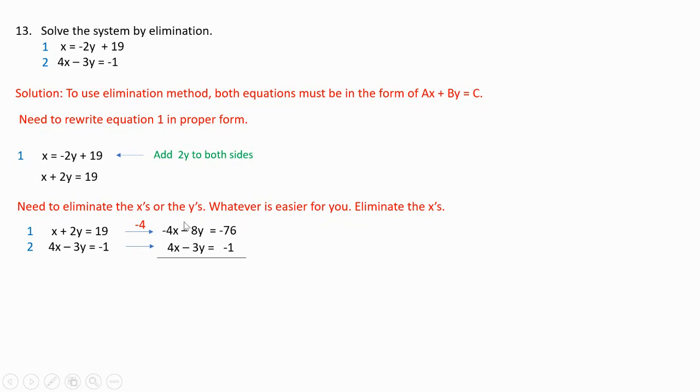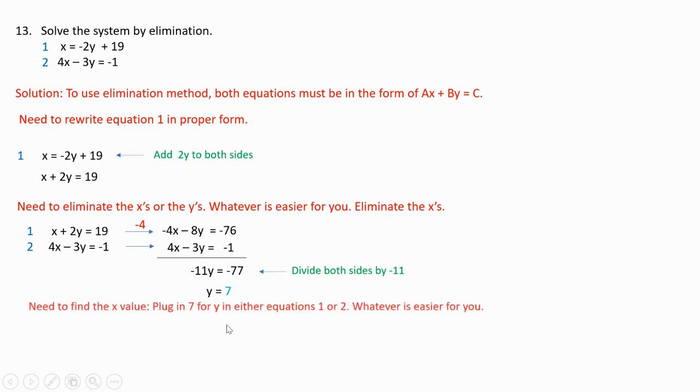Now we add them, right? So the x's will be eliminated. And negative 8 minus 3 will give us negative 11y. Negative 76 minus 1 will give us negative 77, right? So we divide both sides by negative 11. And that gives us y equals 7.